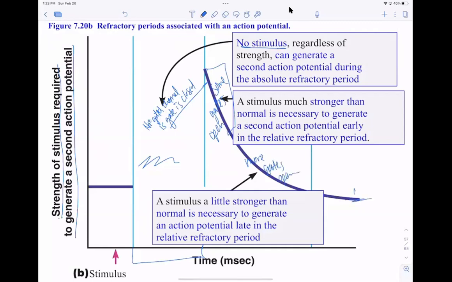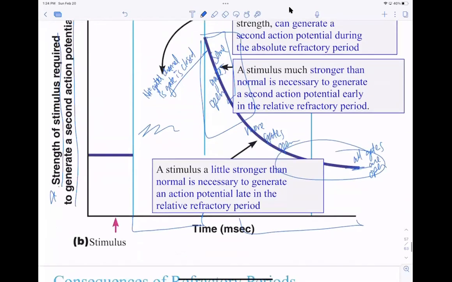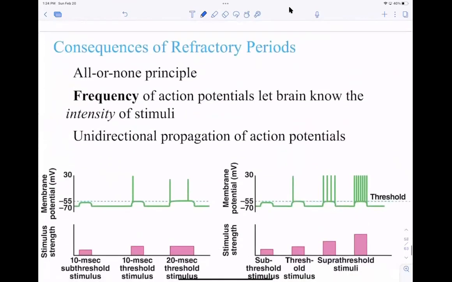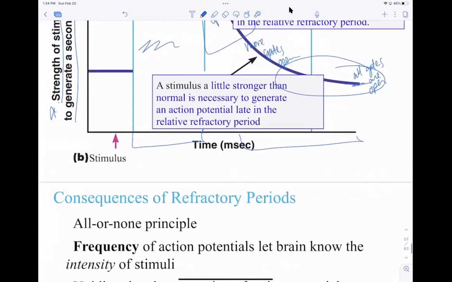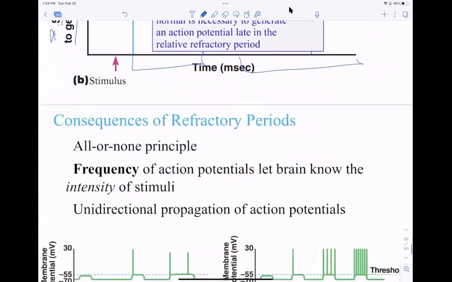And then by the time you get here, all gates are open in this time period. So what that means is the stimulus here has to be pretty strong because only a few gates are open. But as time goes on, the stimulus can be normal because all the gates are open. And so that's the refractory period.